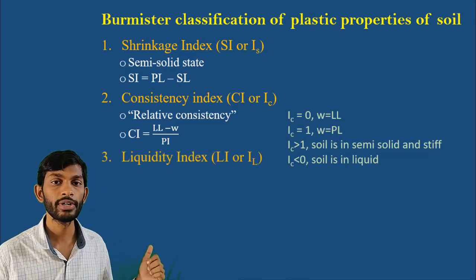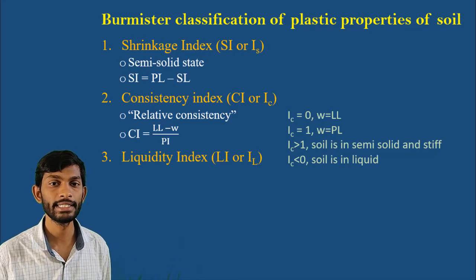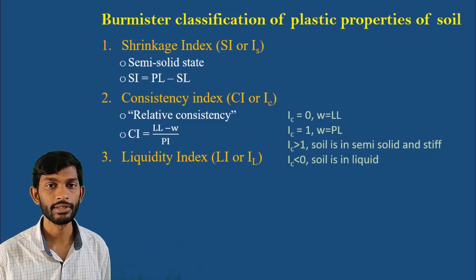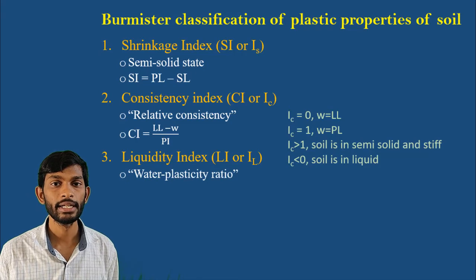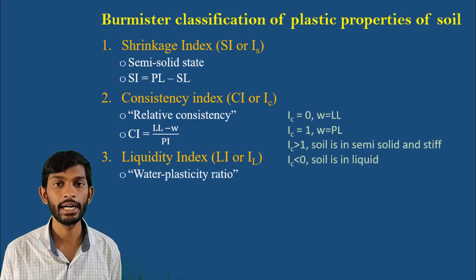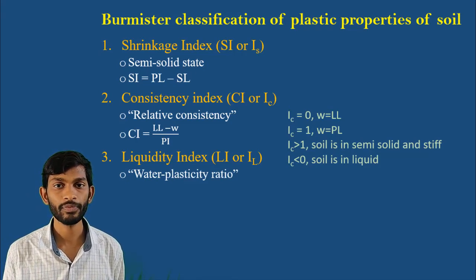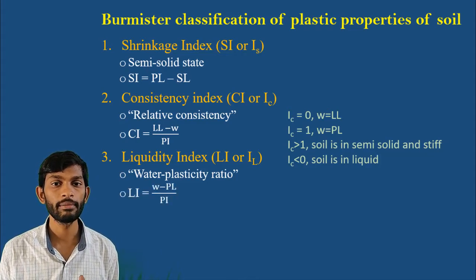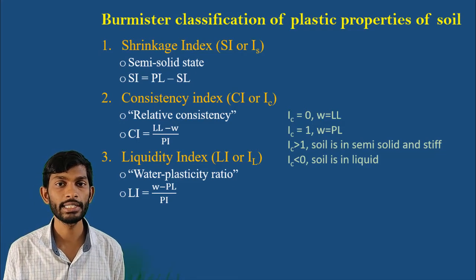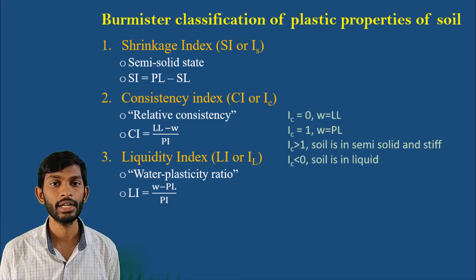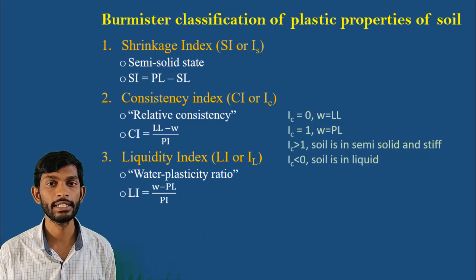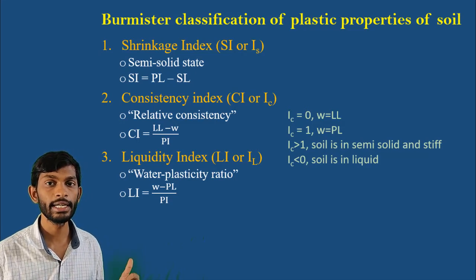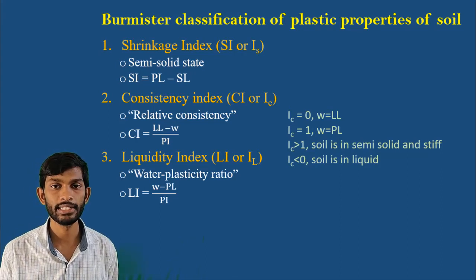So this is how you can classify the consistency indices based on different ranges. Now the next important thing is liquidity index, or LI or IL. This liquidity index is also called the water plasticity ratio. It is the ratio of the difference between water content minus plastic limit, upon plasticity index.